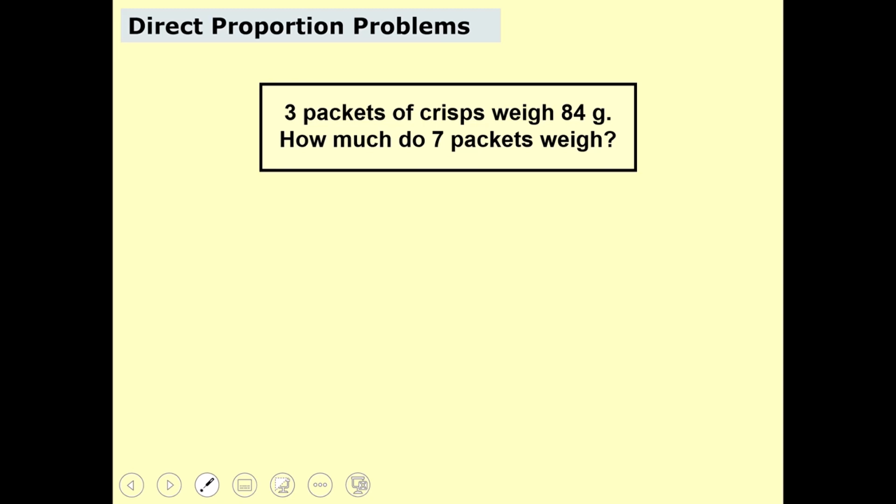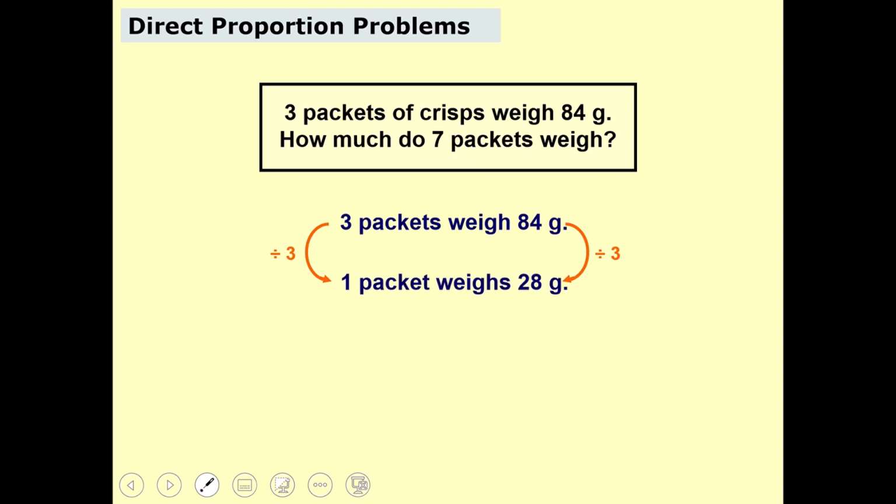So let's say 3 packets of crisps weigh 84 grams. How much do 7 packets weigh? So 3 packets weigh 84, but we're trying to figure out how much 7 packets weigh. We're going to start writing out how we're going to work it out. So 3 packets weigh 84 grams. We're first going to figure out what 1 packet weighs. So to do that, we are going to divide by 3. 3 divided by 3 gives us 1, which is what we're after. Then 84 divided by 3 gives us 28. So we know that 1 packet weighs 28 grams.